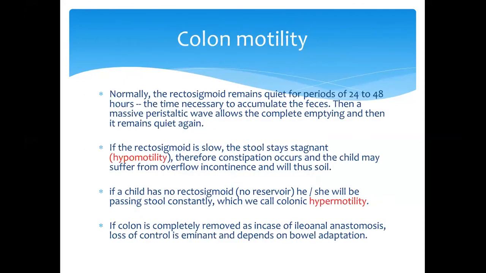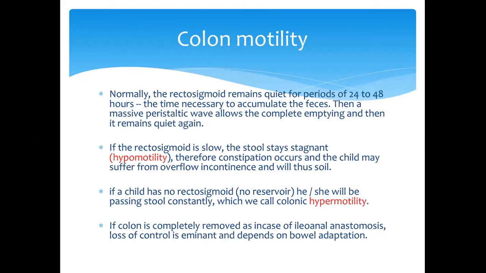The second element is the colon motility. In the normal status, the rectosigmoid remains quiet for 24 to 48 hours. This time is necessary for the accumulation of the stool, and then when we have stimulation of the rectum with distension, a peristaltic wave will start, completely empty the rectum, and then it remains quiet. It's very important to understand this anatomy and physiology. Like we know very well, the normal pattern of emptying the rectum is every 24 to 48 hours. And that piece of information, we deal with it when we do bowel management programs.